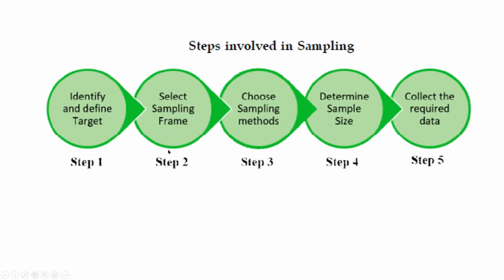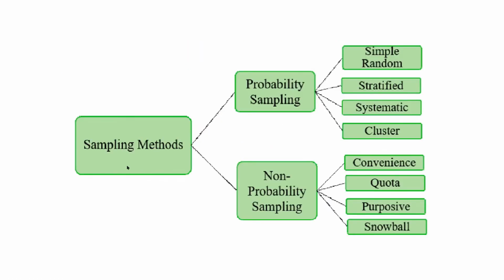Now these are the steps involved in sampling. The first step is to identify and define the target. This is based on the study which the researcher is going to conduct. The next step is selecting the sampling frame. The sampling frame is the list of all individuals or objects available in the population. Then we have the sampling methods, then we have to determine the sample size, and finally we can collect the required data. The broad categories of sampling methods are probability sampling and non-probability sampling.